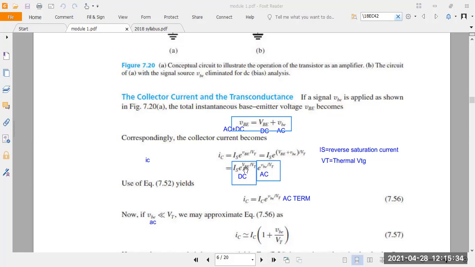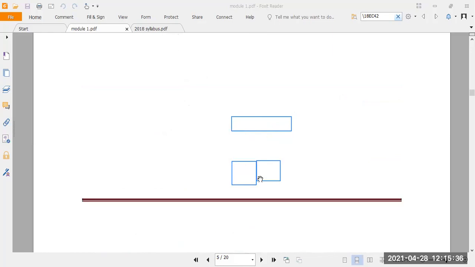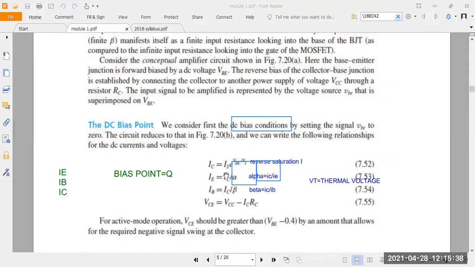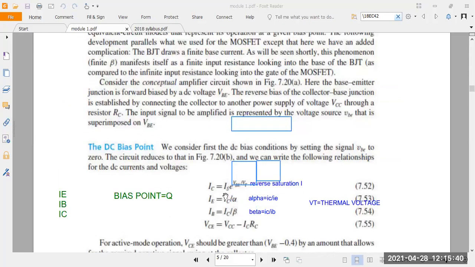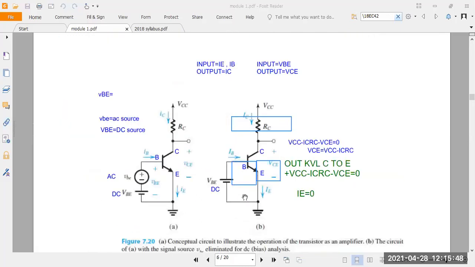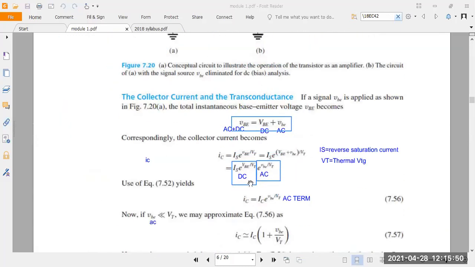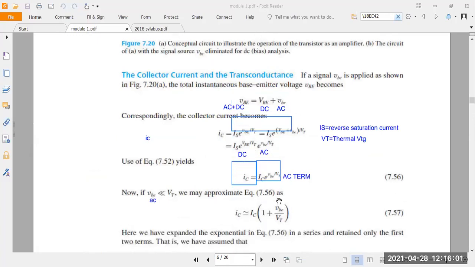See here, this whole term, we can write the equation like caps IC. What is caps IC here? That is caps IS e to the power of caps VB divided by VT. Okay, that is the equation for the IC. Same thing you substitute here. For this caps IC term, same thing. You write the AC term as it is, e to the power of VB divided by VT.